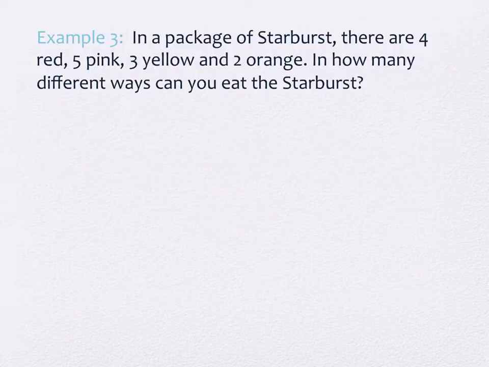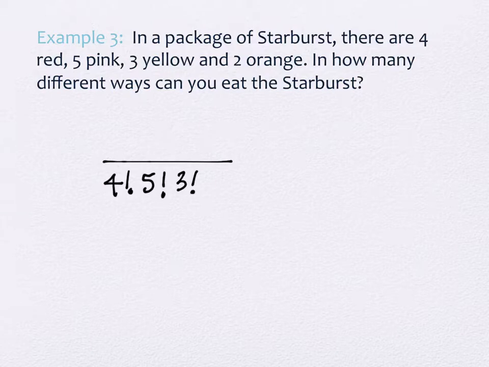So this is an example of that, and we would have on the bottom each of those different scenarios. So it said that I had 4 red, which is 4 factorial, 5 pink, 5 factorial, 3 yellow, 3 factorial, and 2 orange, which is 2 factorial. So far, so good?